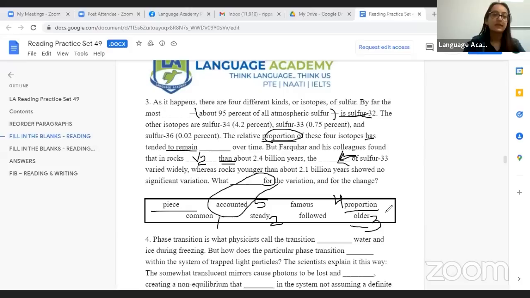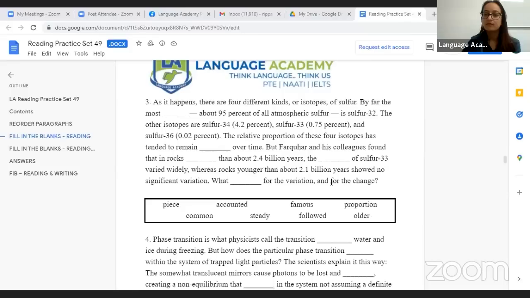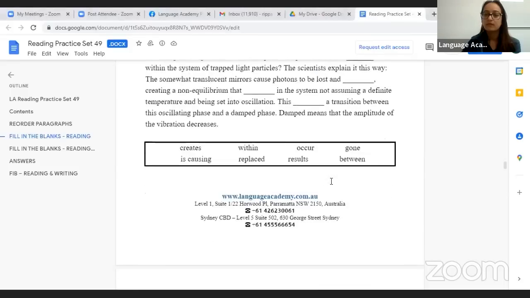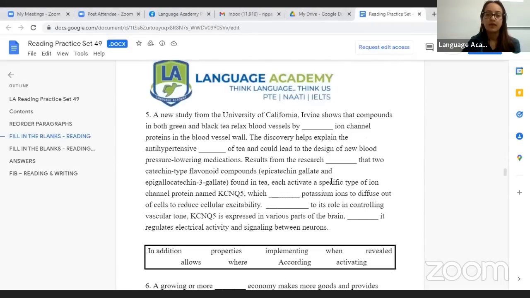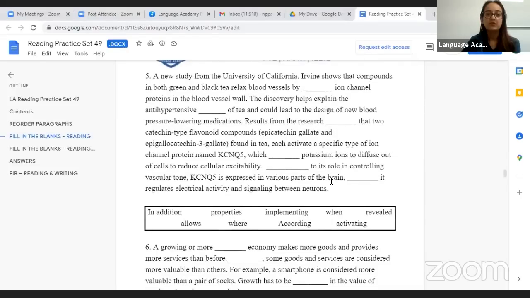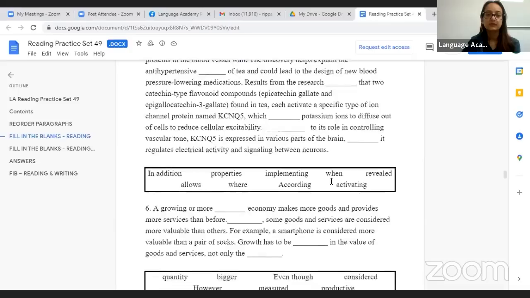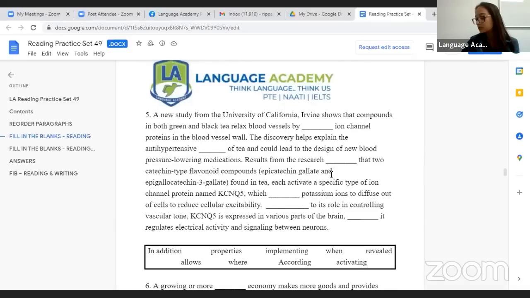Any other questions, anybody? Any doubts, anyone? All good with all of you? Okay. Number 5, 2 minutes for this. And post your answers, please.